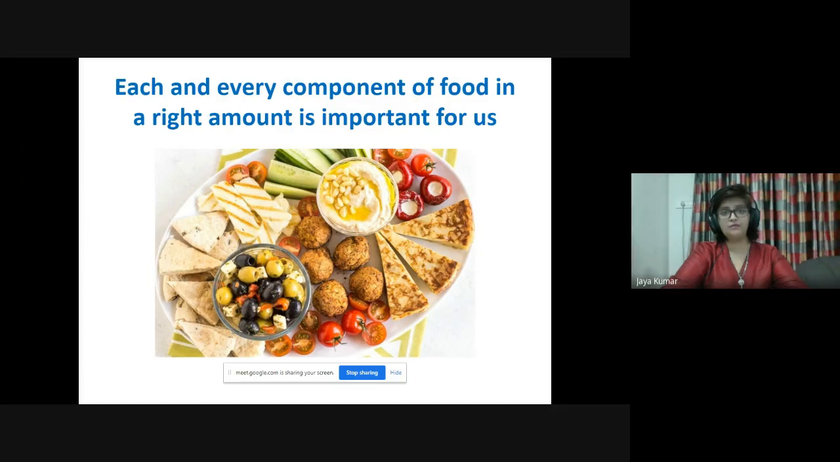Can you see a food platter? I must say, each and every component of this plate is very important for us, because every food item is a source of nutrient, and each nutrient has a special role to play in our good health. Each and every component of food in the right amount is important for us.